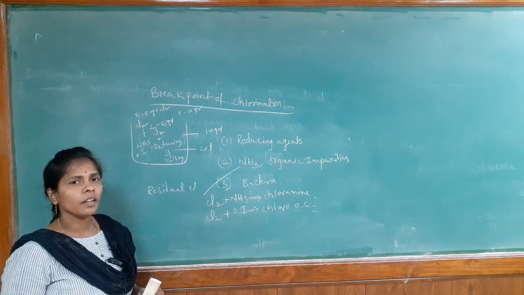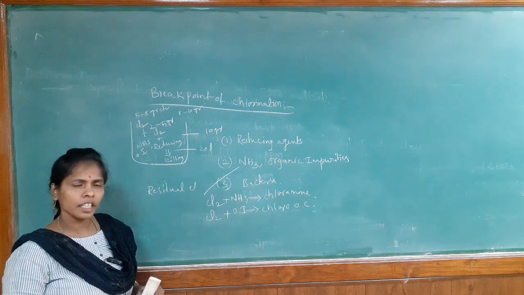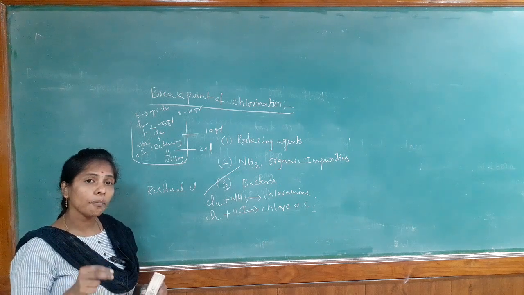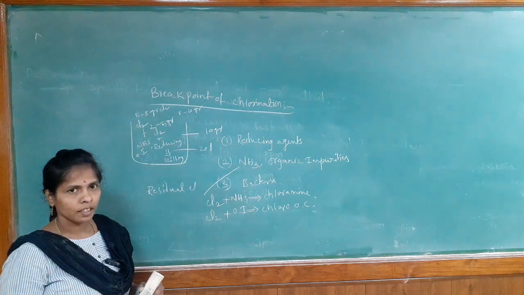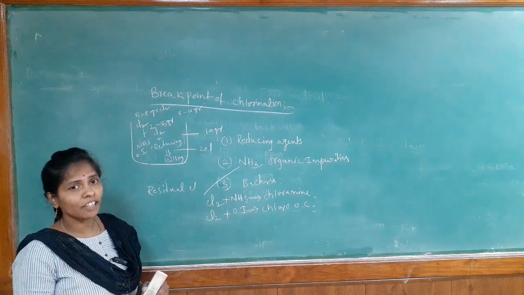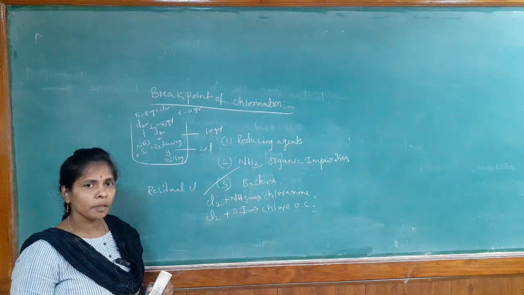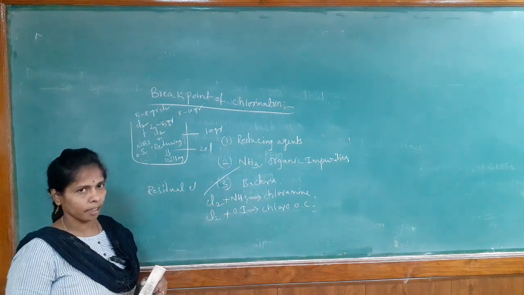After the break point of chlorination also we can add some amount of chlorine. Yes, to kill the remaining bacteria. There is no bacteria, but still we can add the chlorine up to 30 ppm. It should not exceed 35 ppm. So, we can add the chlorine up to 30 ppm. It is acceptable to the human being.